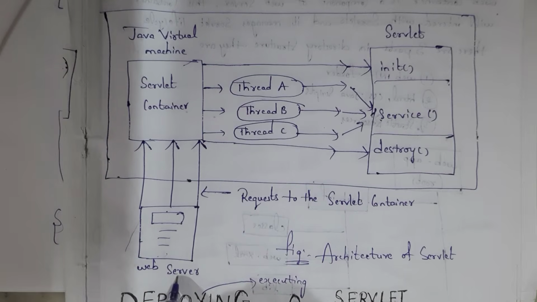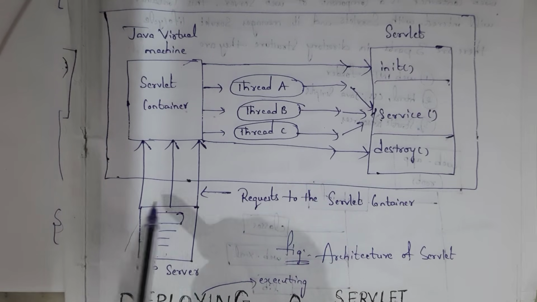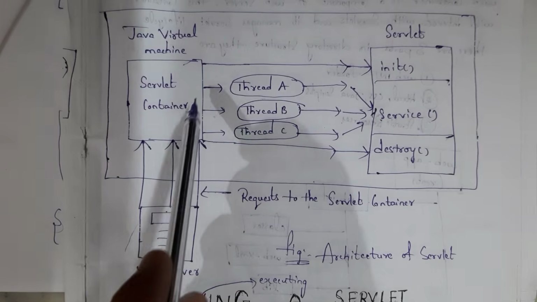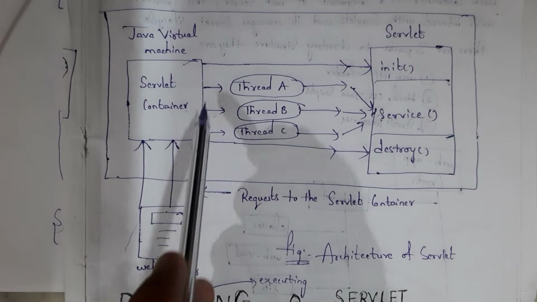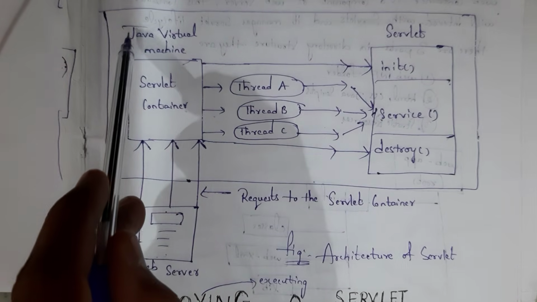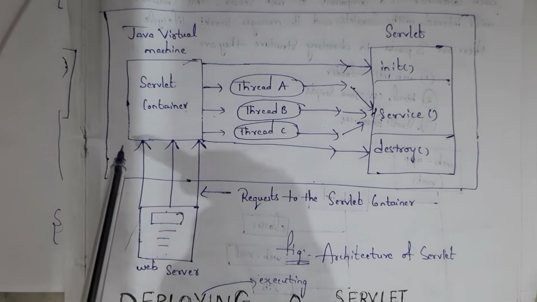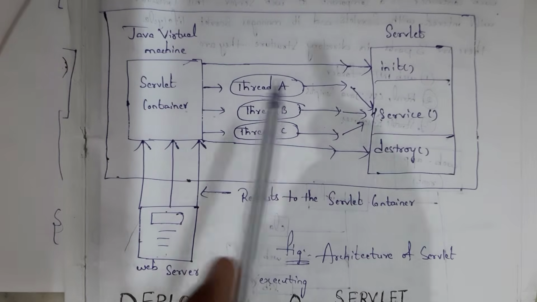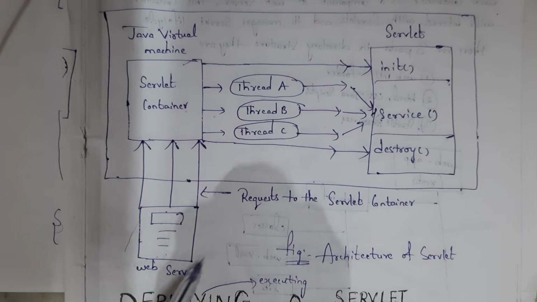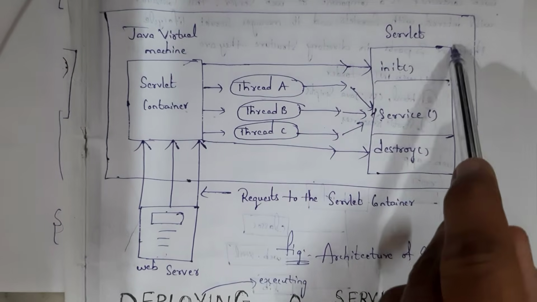Whenever a user sends a request, the web server will send a request to the servlet container. The servlet container is present in the Java Virtual Machine. In order to handle this request, the servlet container will create a servlet.